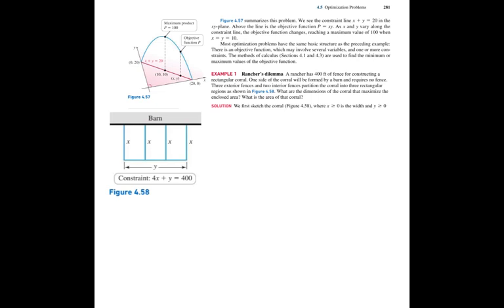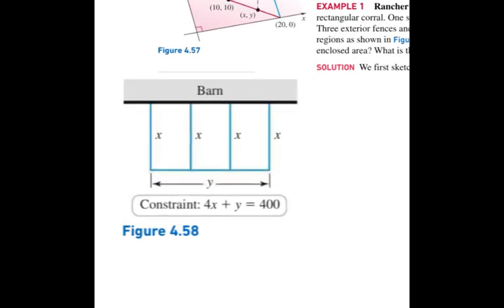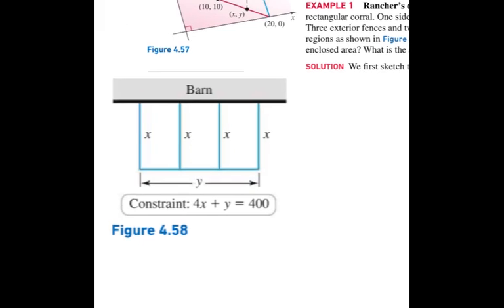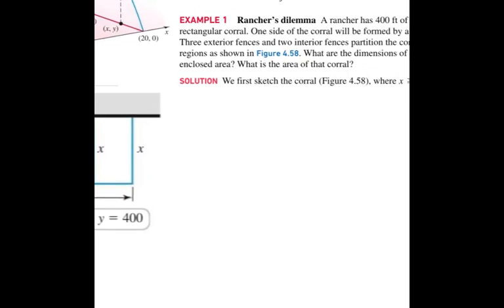So again, the blue represents the fencing, and we have the constraint. So we have 4 times x plus y. The total fencing is going to be 400, and we want to maximize the area. Now the area of this region is going to be basically x times y.